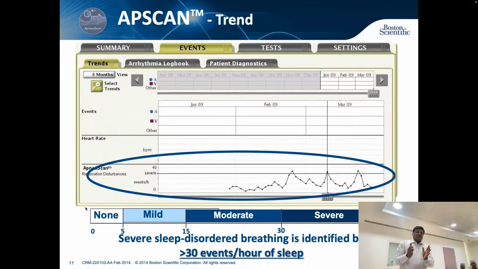If it is between 15 and 30, we can consider it a moderate sleep apnea disorder. If it is beyond 30 events per hour, that means this patient is at risk of severe sleep apnea. This trend is available with the Boston Scientific device for about 1 year, so you can see how frequently it is changing. The 30 is the landmark for severe sleep apnea. If something goes above it, this patient is going to have severe sleep apnea. 30 events per hour.